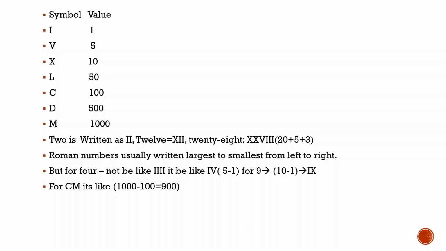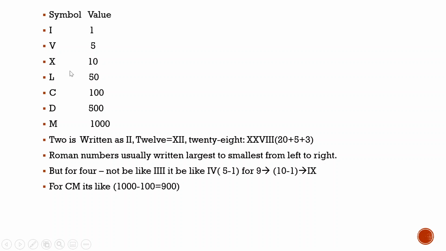So these are the Roman numbers: symbol and value. I is 1, V is 5, X is 10, L is 50, C is 100, D is 500, M is 1000. We require these 7 Roman symbols to define any kind of number. For example, 2 is written as double I, 12 is written as X double I, and 28 is written as double X V triple I.